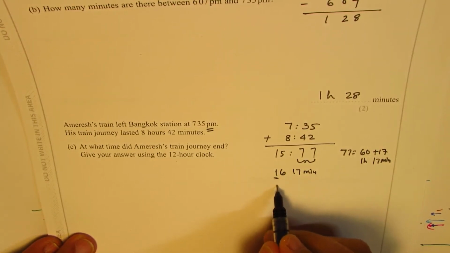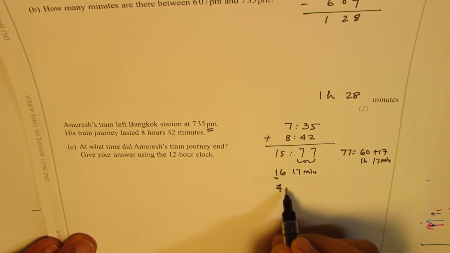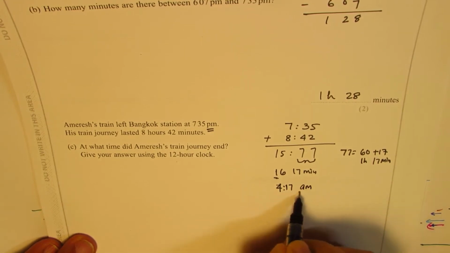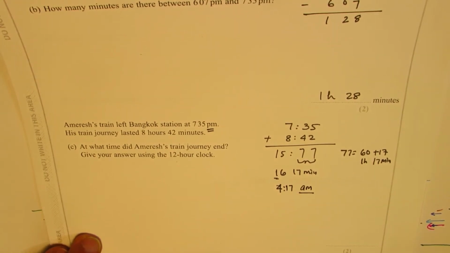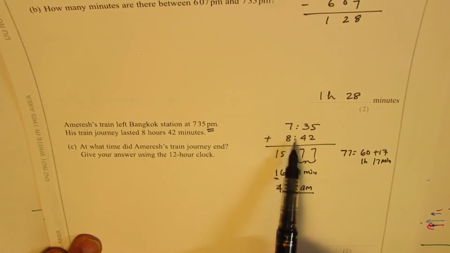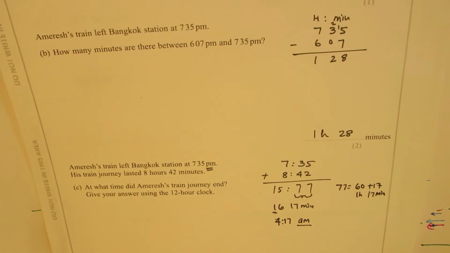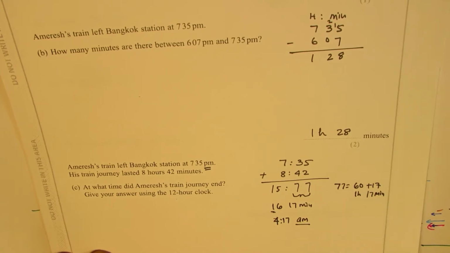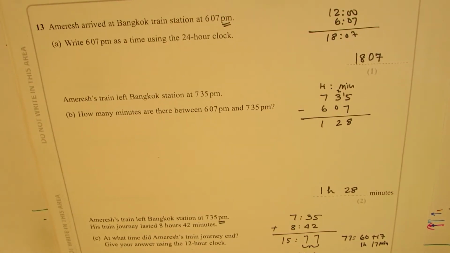Therefore, we could write this as 4:17 a.m. Is that clear to you? So the time will be in a.m. now, right? Since the total is more than 12, that means now it is the next day starting, correct? So 4:17 a.m. will be your answer. Is that clear to you?